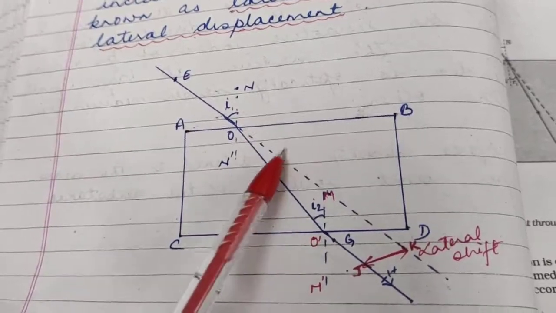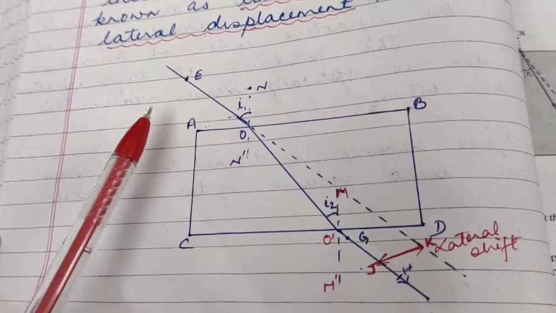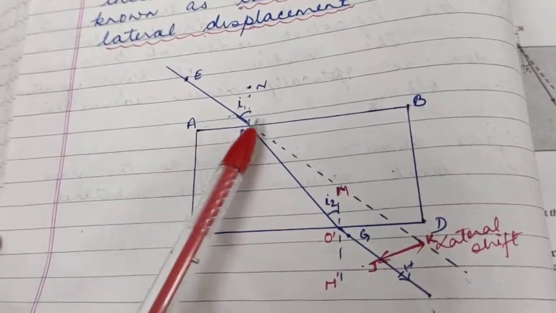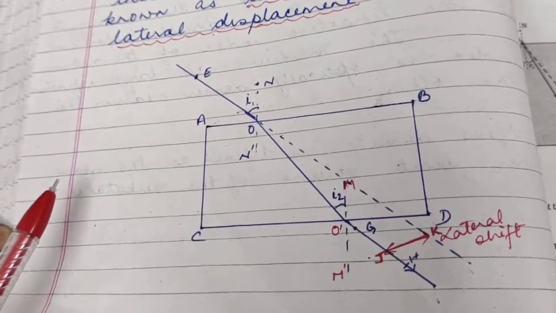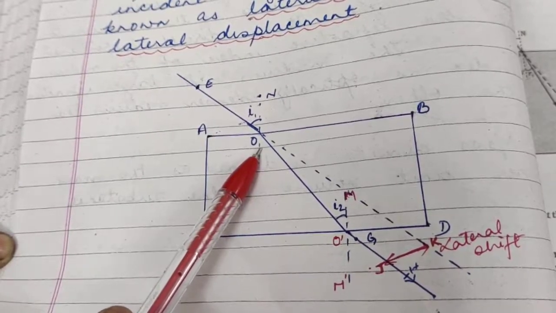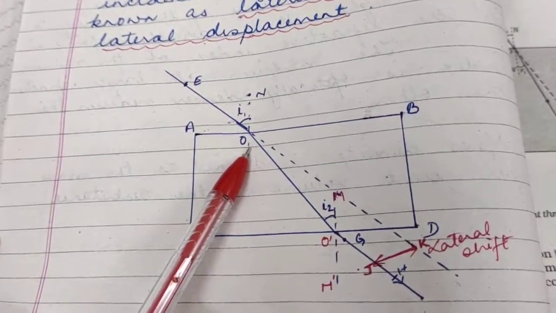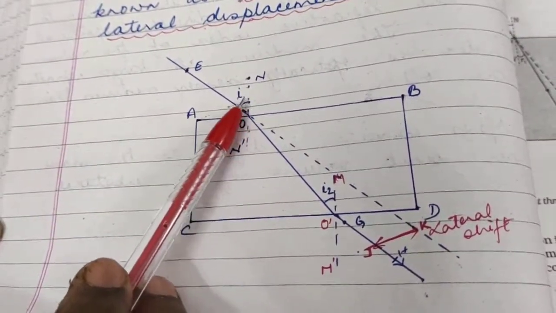So let the two media again be here, air, and this is glass. Now let us assume that this ABCD is a rectangular glass slab. Now let incident ray EO traveling in air strike the glass slab at an angle of incidence I1.